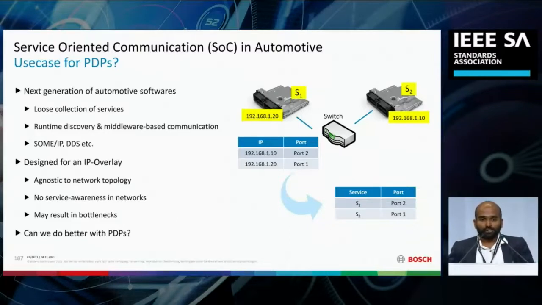So the question is, if we have these programmable data plane technologies, can we do something better for service-oriented communication? If you look in literature, these technologies have been quite useful for bringing some kind of application awareness into the underlying switches or underlying network. So basically, the network then realizes it's transporting services, and that way can be much more efficient when it comes to forwarding.